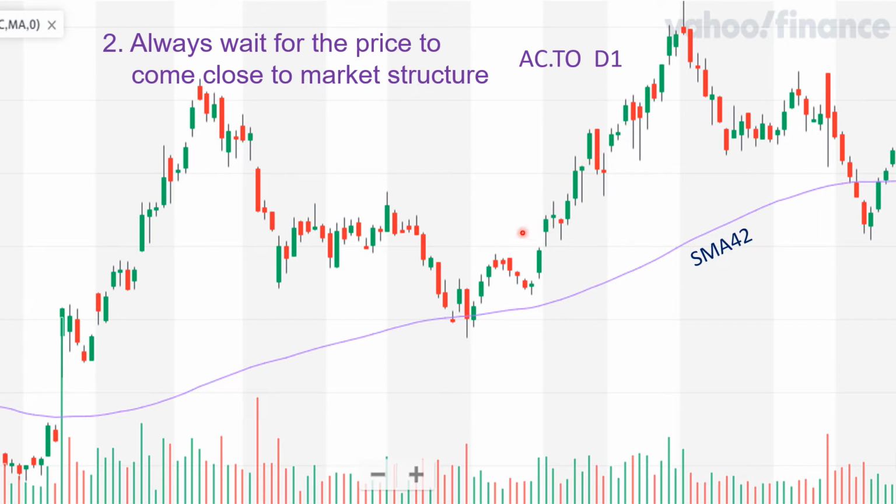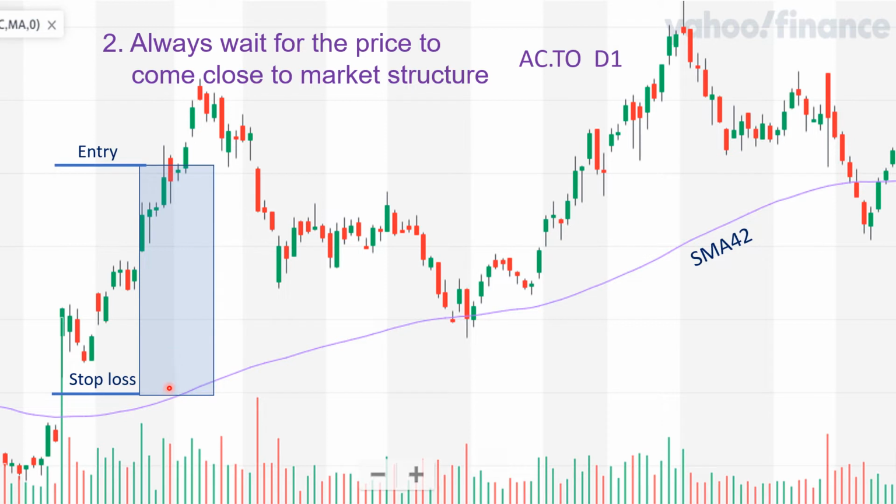Now, let's look at this example here. Let's say you enter the trade at this point. Now, where is the logical place that you can put your stop loss? The only logical place I can see is this dynamic support, SMA 42. You should put your stop loss below this. You have to put your stop loss below the SMA 42, and this is the only logical place to put your stop loss, which is going to be too wide.